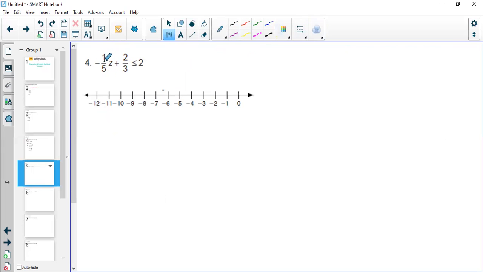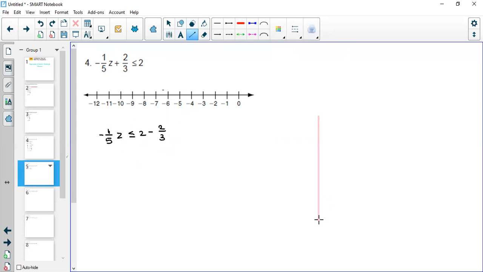So the first thing is negative 1 over 5 z plus 2 over 3 is less than or equal to 2. So what am I going to do? I'm going to move the plus 2 over 3 to the other side. So that means it's going to become negative 1 over 5 z is less than or equal to 2 minus 2 over 3. Now, you could solve this with mental math. It's like you have two wholes. If you remove 2 over 3, what's going to remain there? So you could get the answer like that. Else, if you cannot do that, let me show you the working, how it is to be done.